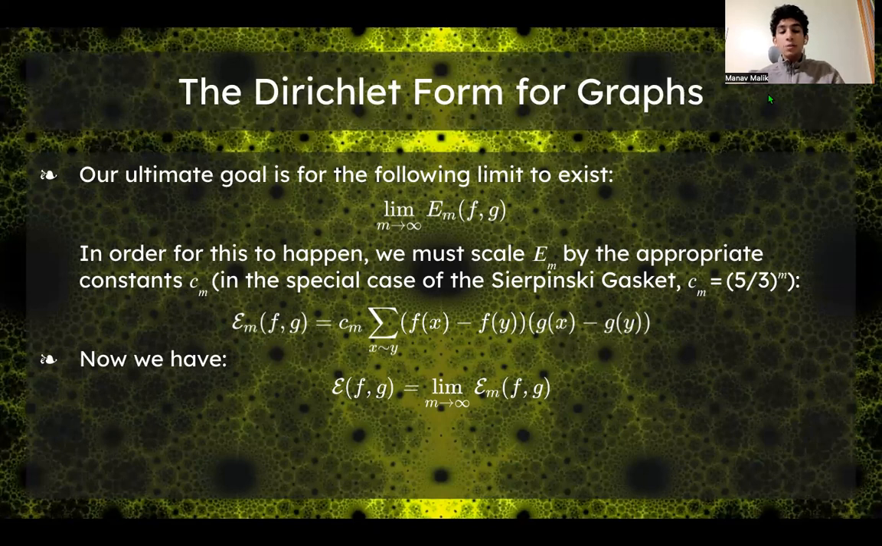So you'll see that now we define E sub m of f, g as the same sum that we had before, only this time we're scaling it by the non-zero constant C sub m.